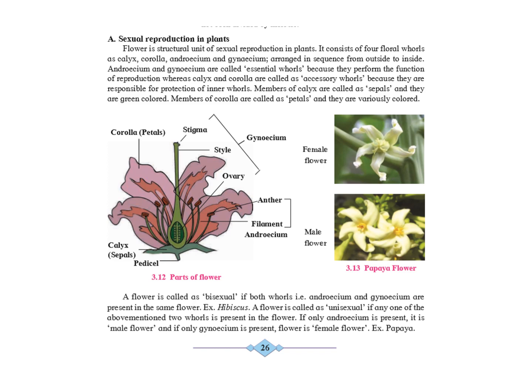A flower is called unisexual if it contains only the androecium or only the gynoecium. If only androecium is present, it is called a male flower. If only gynoecium is present, it is called a female flower. For example, papaya.